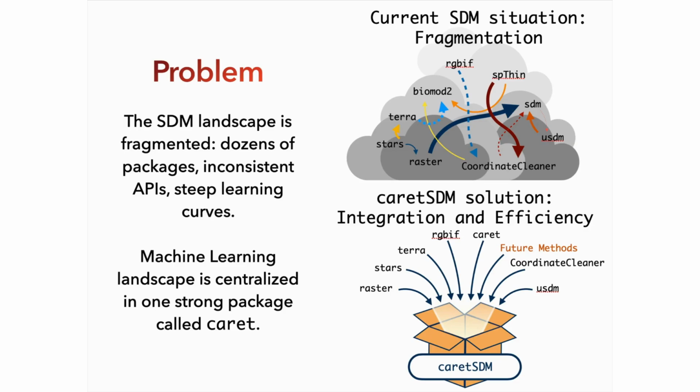Species distribution modeling is one of the most active fields in biodiversity informatics, and yet its software landscape remains deeply fragmented. A complete SDM workflow currently demands multiple packages with inconsistent APIs, incompatible data formats, and steep learning curves. And machine learning, on the other hand, in R, has already solved this problem.